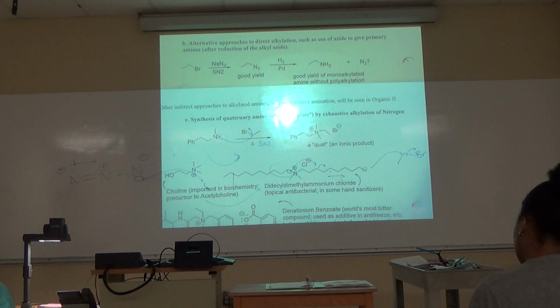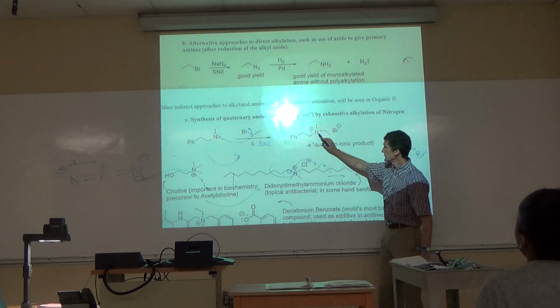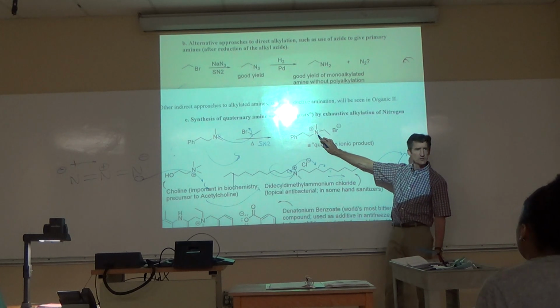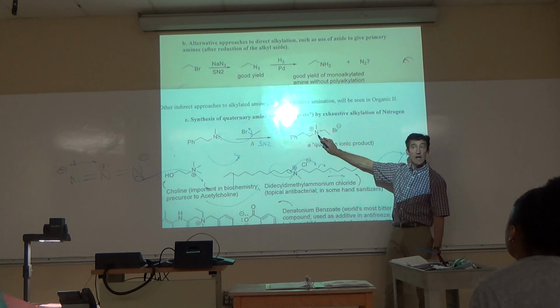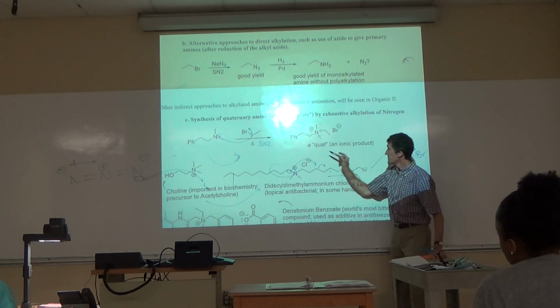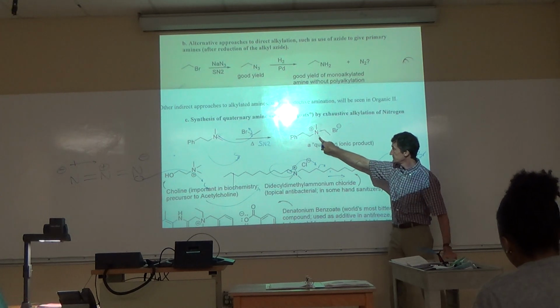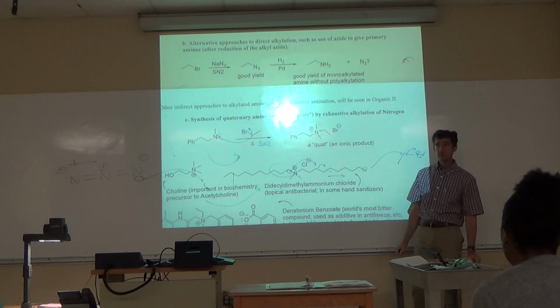This is a common reaction. And what did we make here? This nitrogen now has 4 alkyl groups. So is it primary, secondary, tertiary, or quaternary? It's a quaternary amine salt, or sometimes called a quaternary ammonium salt. These can be made.